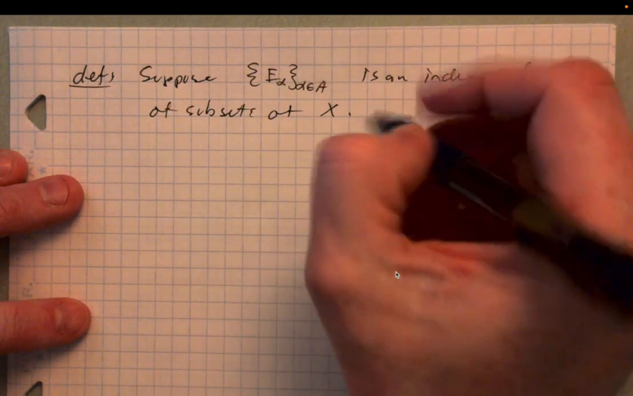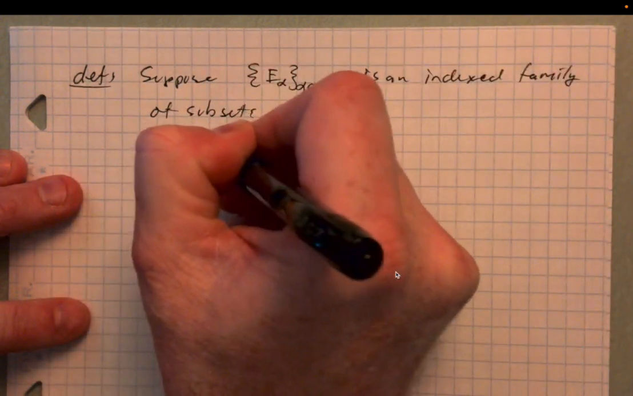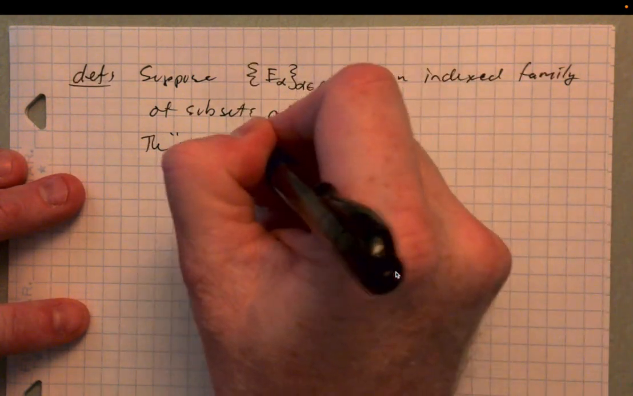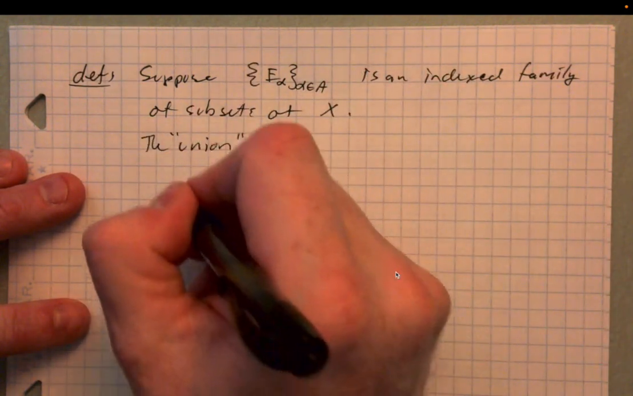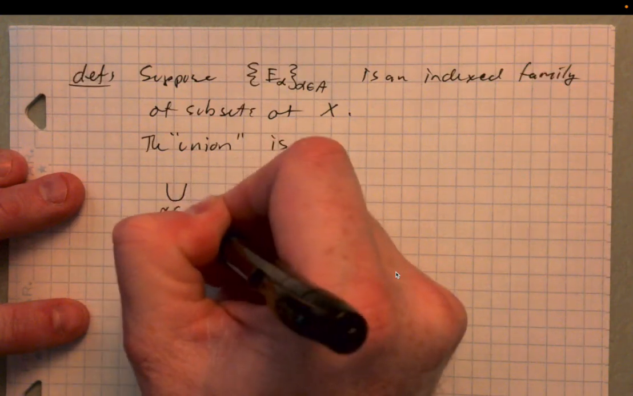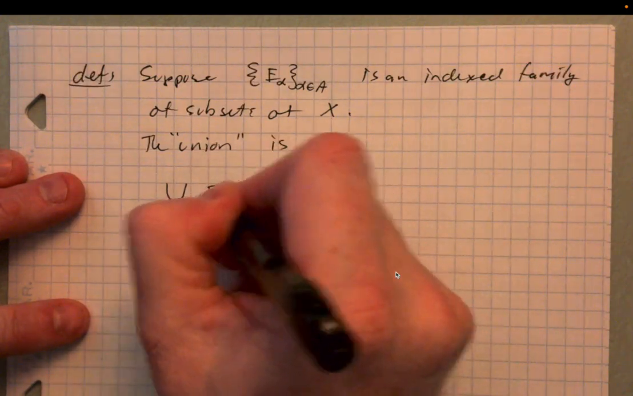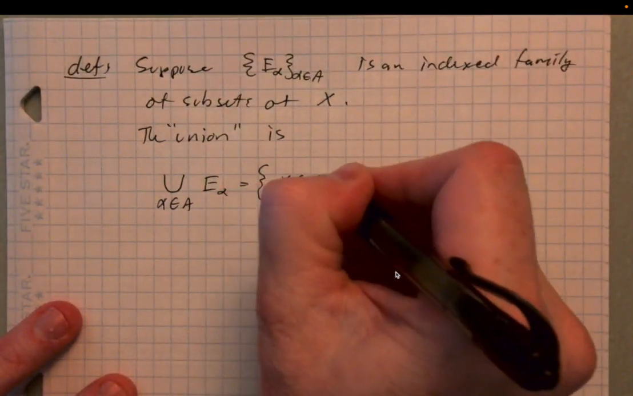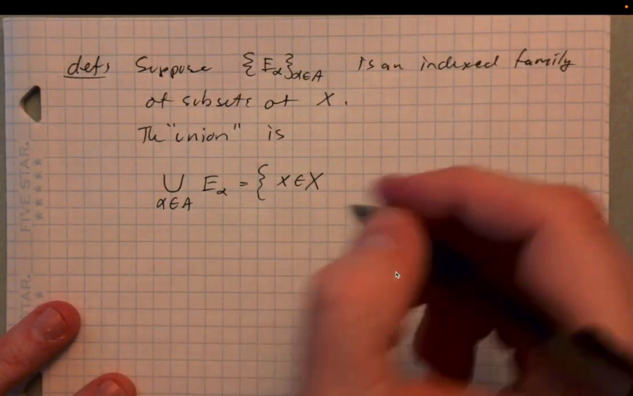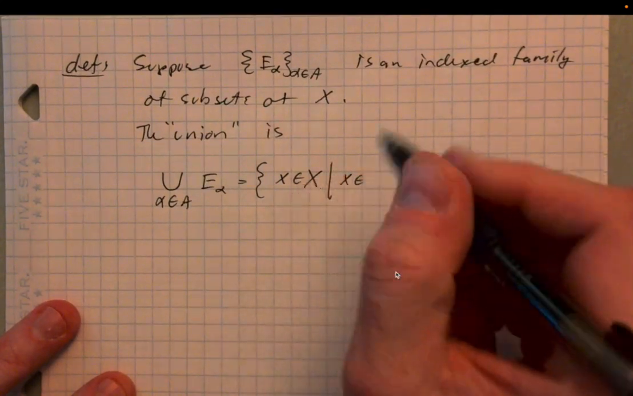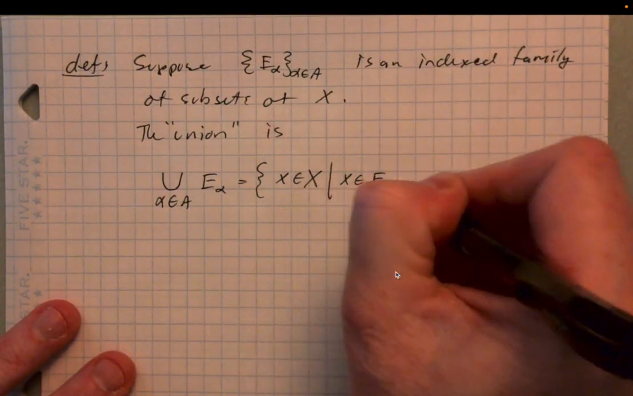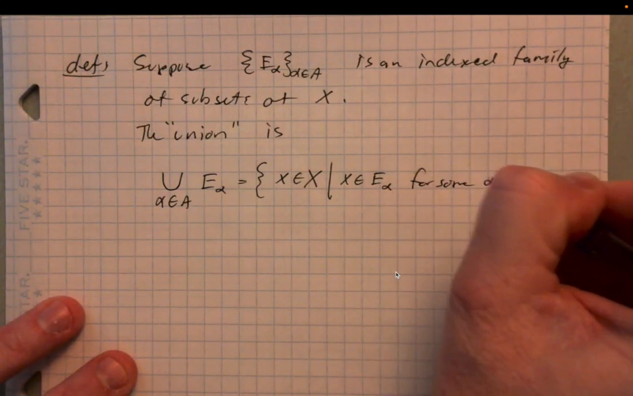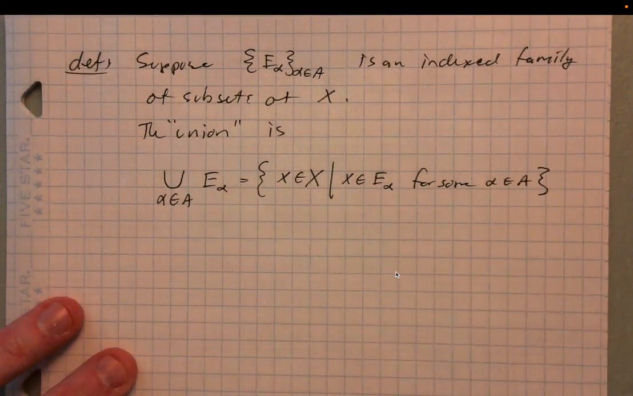Okay, so the union of the family of sets we could define like this. It's going to be the union over alpha in A of E sub alpha, and that's going to be equal to all of the x in the set X such that x is in E sub alpha for some alpha in A. Okay, just as you'd expect.